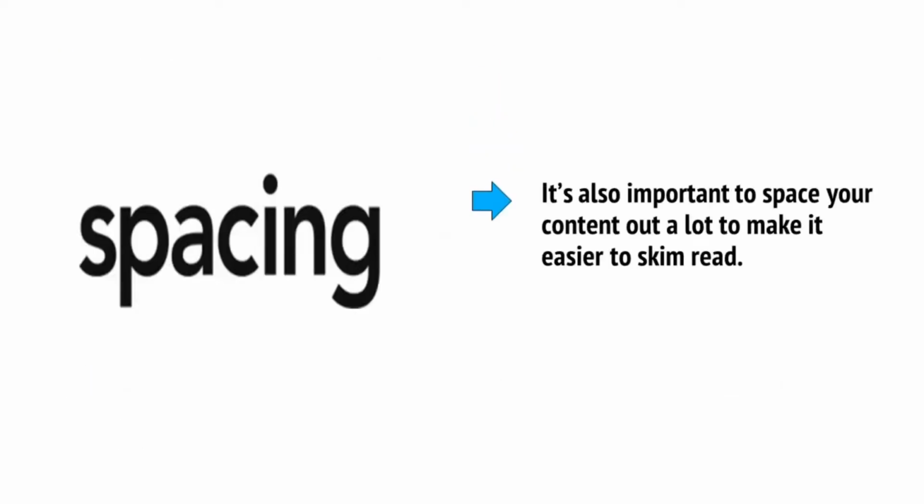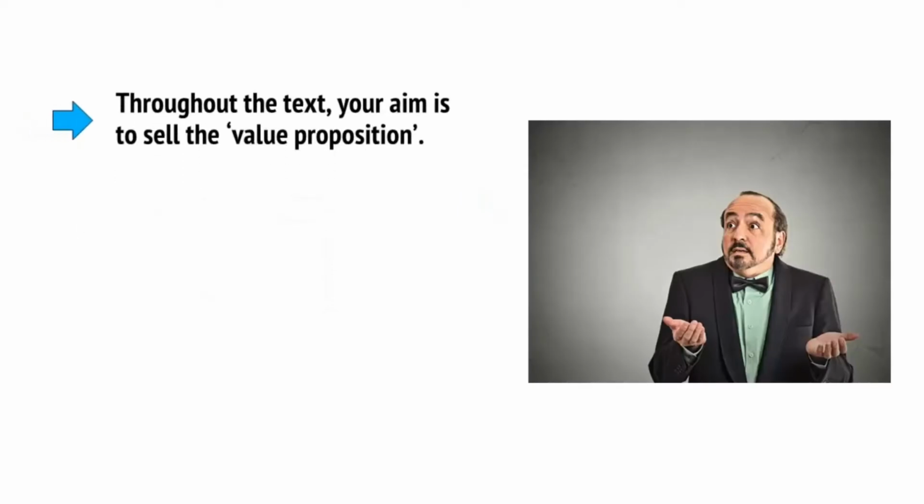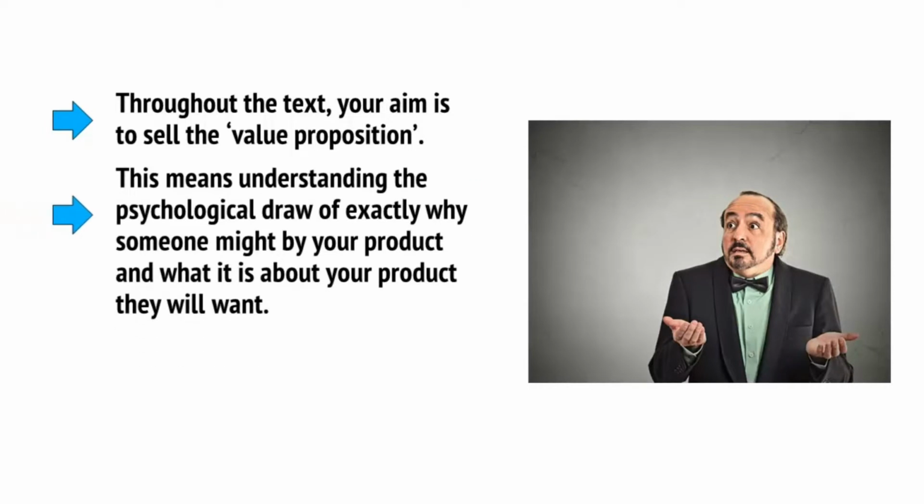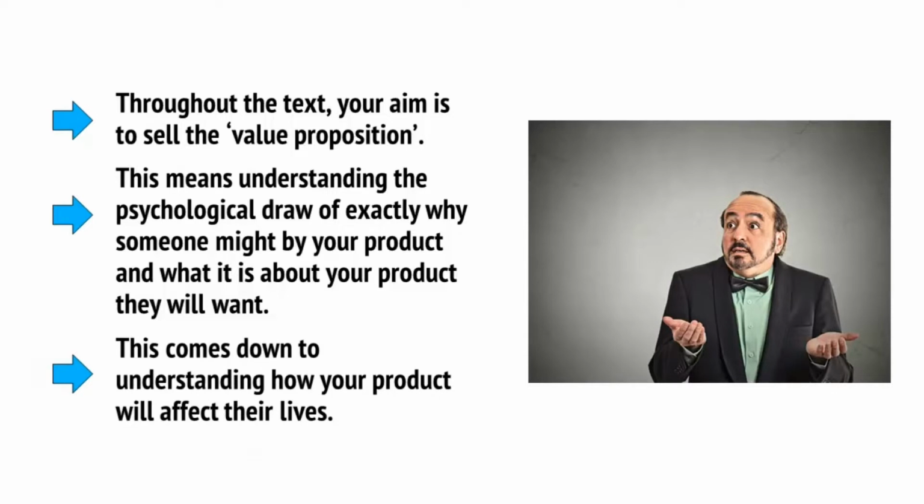It's also important to space your content out a lot and to make it easier to skim read. Use descriptive headings. Throughout the text, your aim is to sell the value proposition. This means understanding the psychological draw of exactly why someone might want to buy your product and what it is about your product that they will want.